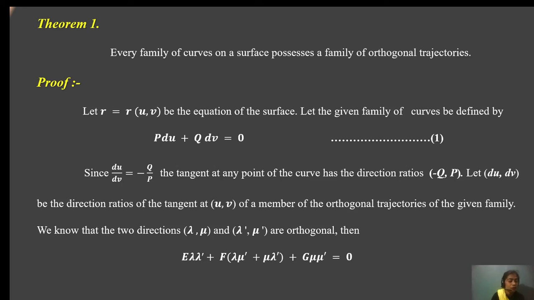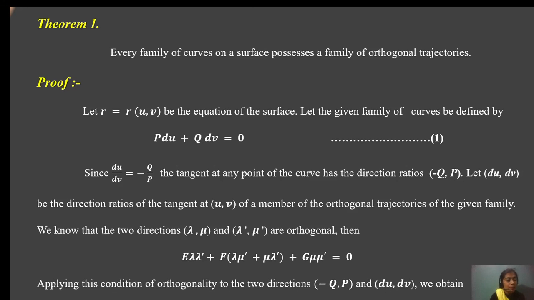Okay, two directions lambda, mu and lambda dash, mu dash are orthogonal, then it will be generated as an equation. Comparing both of these forms, r1 into r2 will be generated in this form. Then E lambda lambda dash plus F times lambda mu dash plus mu lambda dash plus G mu mu dash equals 0. Applying this condition of orthogonality to the two directions minus Q, P and du, dv, both are obtained.